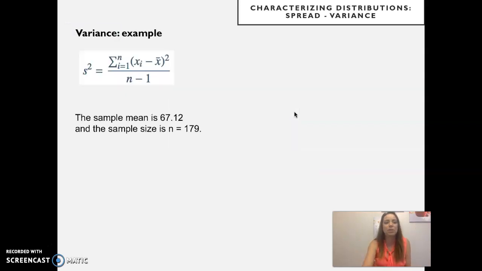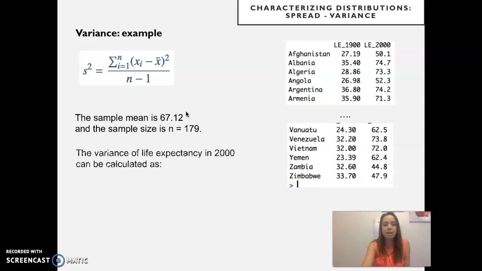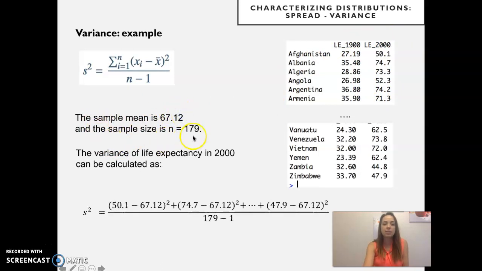So let's do an example. The sample mean is 67.12 for life expectancy in the 1900s, and the sample size is 179. Now, what do we have to do to calculate the variance of life expectancy in the year 2000? The sample mean of life expectancy in the year 2000 is 67.12, and the sample size is 179. So how do I compute that?